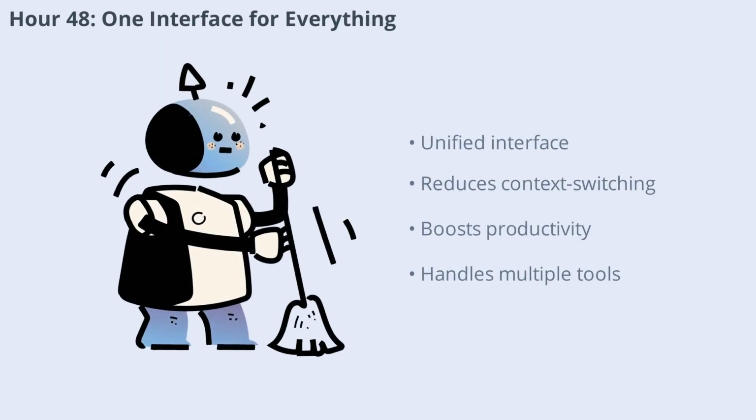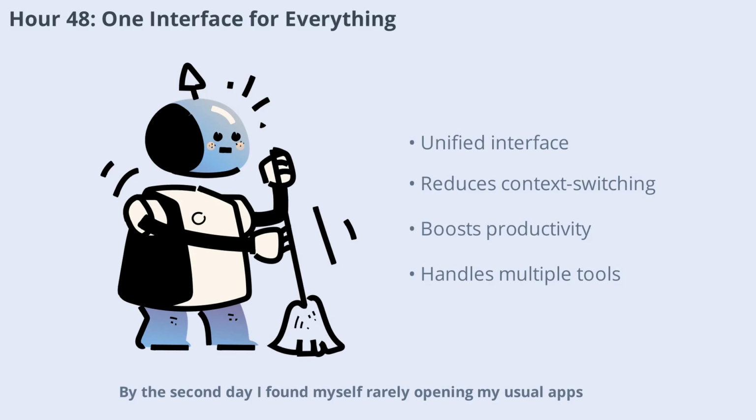The second day, I found myself rarely opening my usual apps. Need to check my calendar? Ask the agent. To-do list? Ask the agent. Quick web search? The agent handles it. OpenClaw became my single interface for a dozen tools, drastically reducing context switching and boosting my productivity. It's like having a personal assistant that never gets tired and is always just a message away.